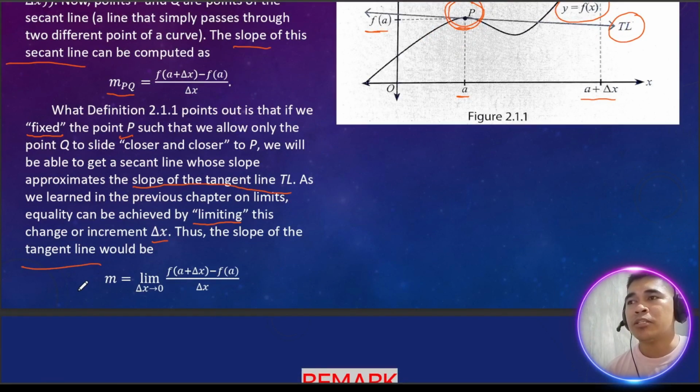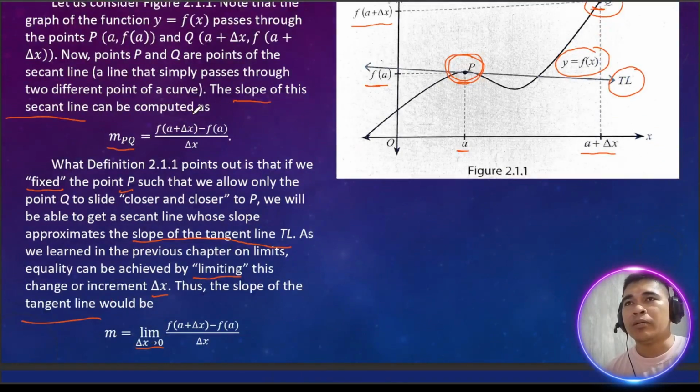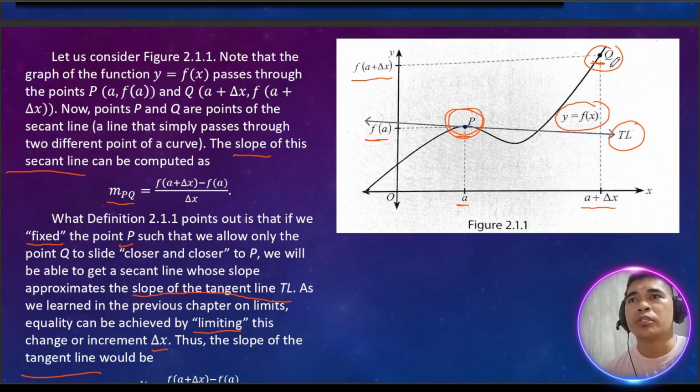So the slope of the tangent line will be m equals the limit of f of a plus delta x minus f of a all over delta x as delta x approaches 0. So if you are going to compare the slope of the tangent line and the slope of the secant line, they are the same. Whenever you move point Q closer to point P, its slope will approximate the slope of the tangent line TL.